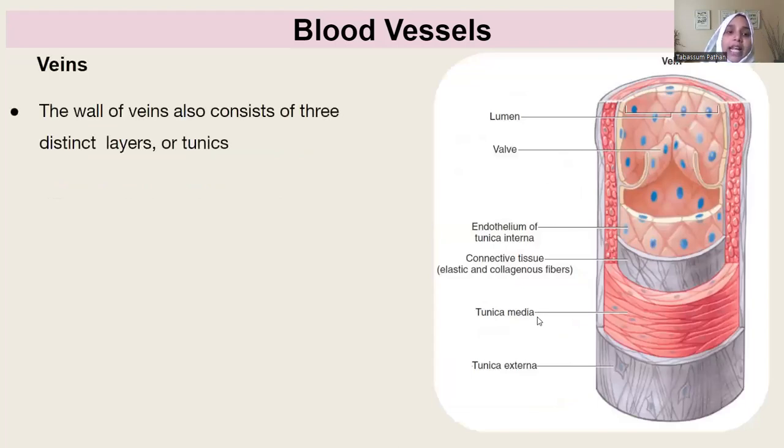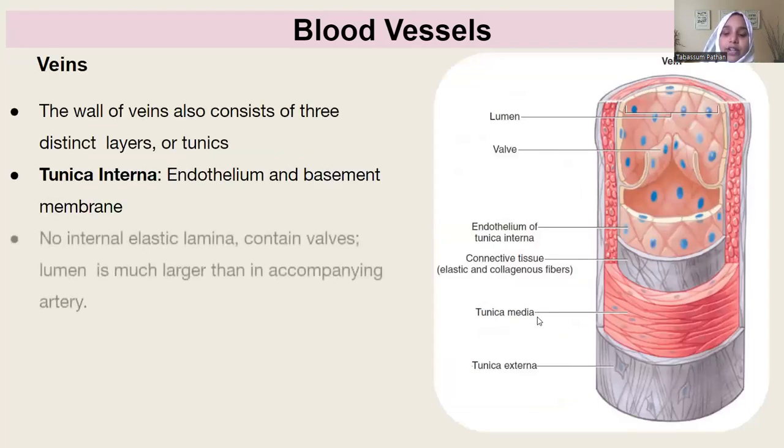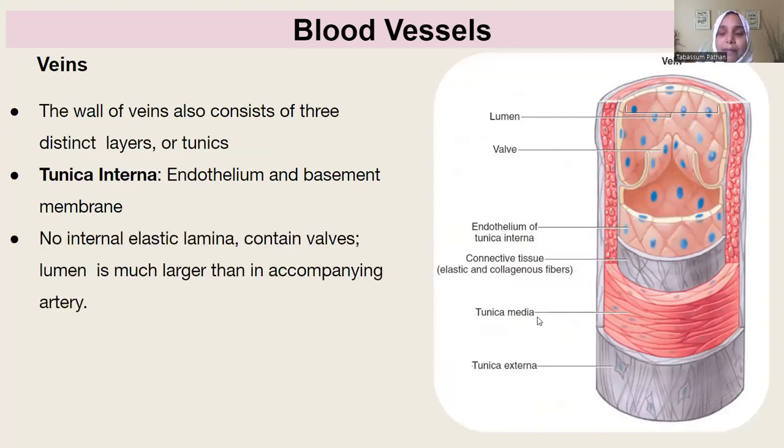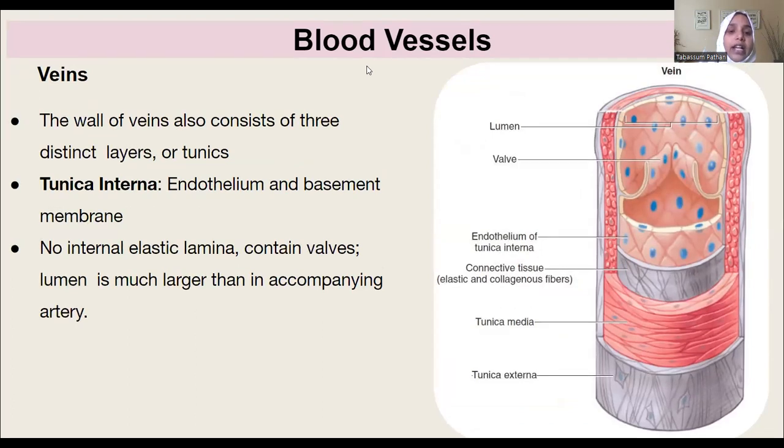Okay. Again, three layers over here: tunica interna, endothelium, and the basement membrane, made up of the same tissues. Here there will be no elasticity, not much elasticity as such. Okay, it contains valves. As you can see over here, there is a valve over here. There was no valve in the artery. There is a valve over here.